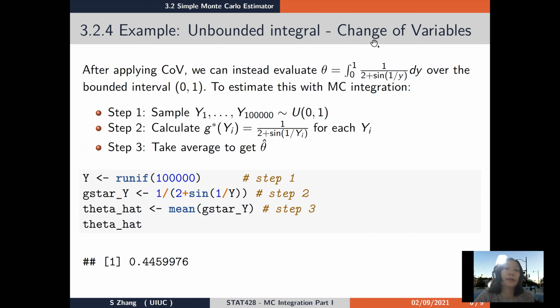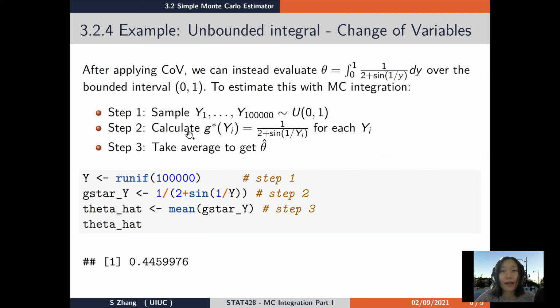So we have seen that after applying change of variable, instead of evaluating the original unbounded integral for x, we can now evaluate theta, which is equal to the integral from 0 to 1 of this function of y dy. In this case, our a and b are 0 and 1, so we evaluate this over the bounded interval from 0 to 1. To estimate this using Monte Carlo integration, we can apply the first method we have learned. Here, we sample our y's, y1 up to yn, where again n is equal to 100,000, from the uniform distribution between 0 and 1.